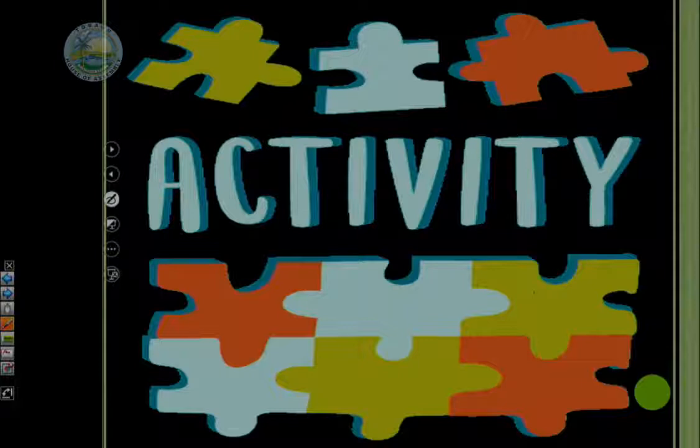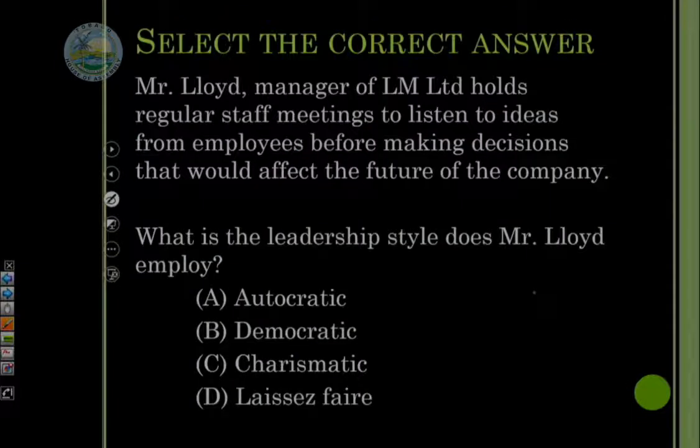We are going to activity number 2, which is another multiple choice question that you should see on your CXC paper. So please pay attention. Mr. Lloyd, the manager of LM Limited, holds regular staff meetings to listen to ideas from employees before making decisions that would affect the future of the company. What is the leadership style?